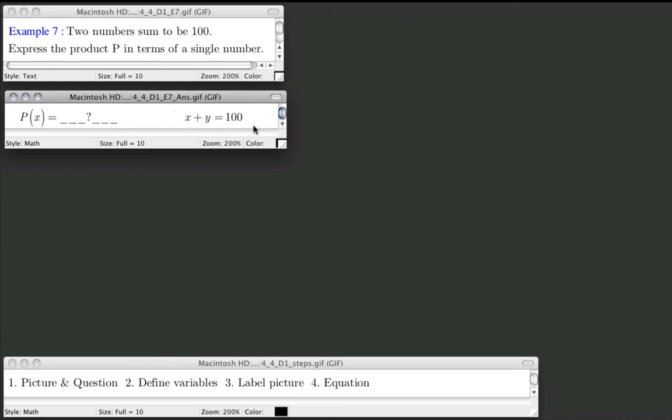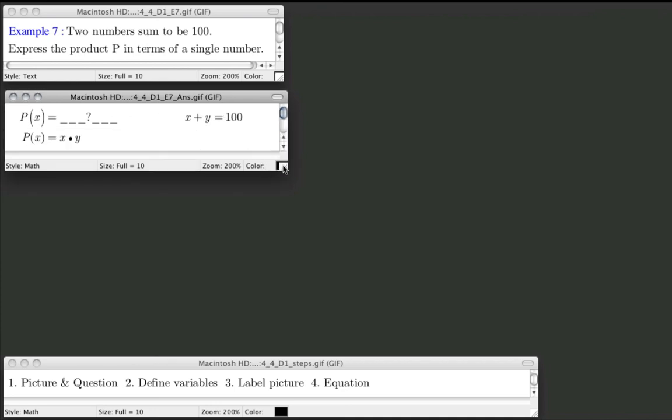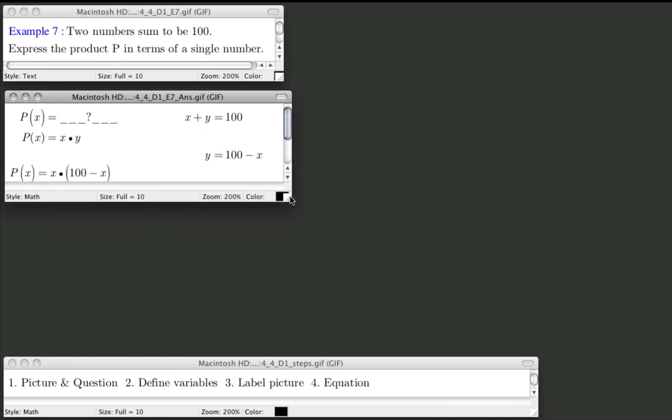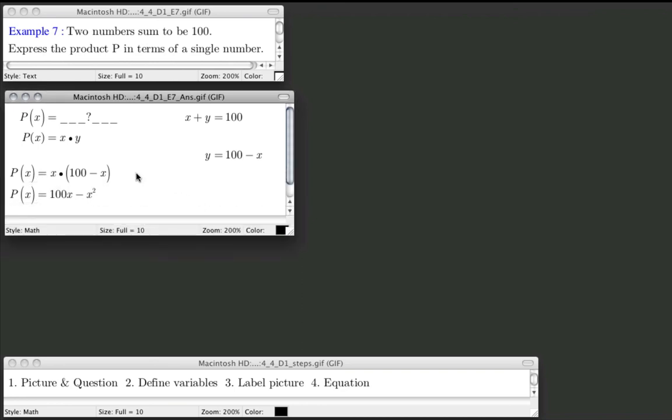And then the equation I have is that I'm told the two numbers sum to 100, so the first number plus the second number equals 100. Well, if I need x only, I'm going to start with product and say product is x times y. X only means that y needs to disappear. I'm going to take that equation and solve it for y. Y is 100 minus x. Substitute it in, and I have the product as a quadratic in just one variable.